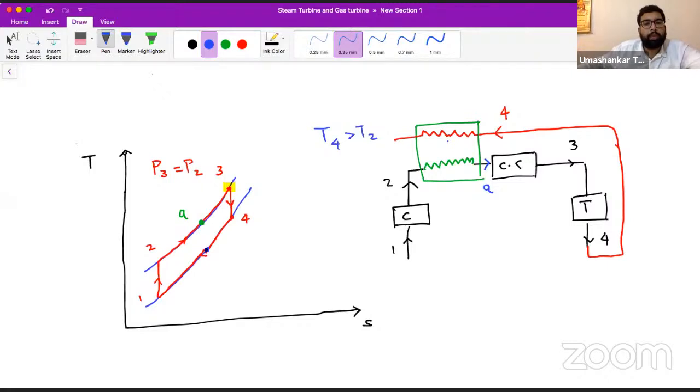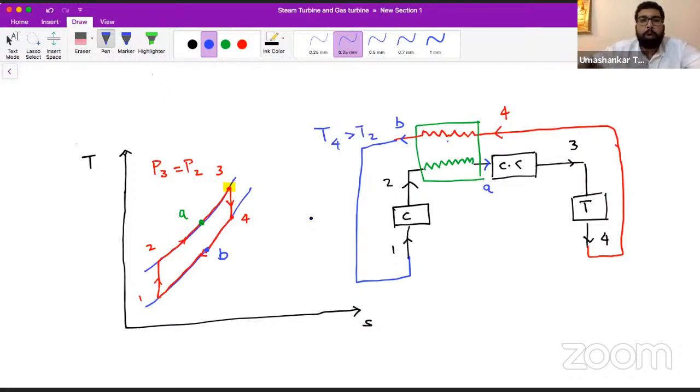So here we go. We'll be having this B point. So this is B. And from here, this will exhaust and will go again to the compressor, and we have utilized some heat energy of the exhausting gas from the gas turbine.